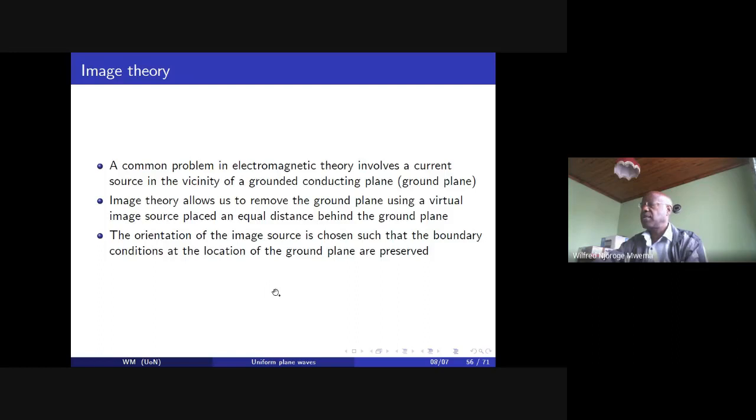the actual source, so that when we add the two by superposition, they add up to 0 at the position or the location where the ground plane was in the first place. And that will not violate any conditions that we had before.